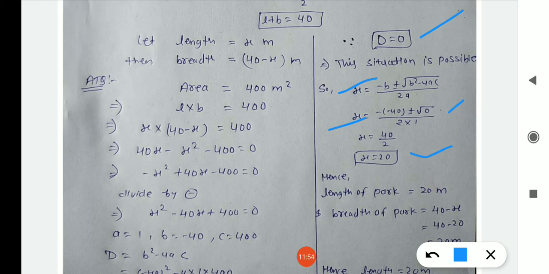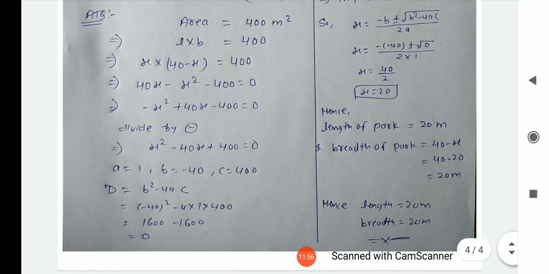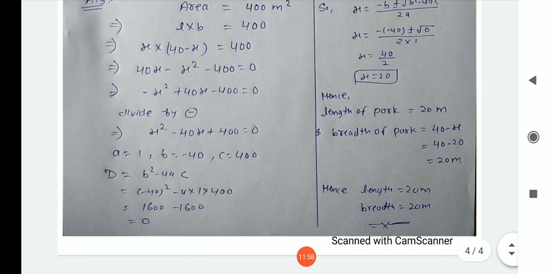So length of the park is what? 20 meter. Okay, so breadth of the park is what? 40 minus x. So it becomes 40 minus 20 equal 20 meter. So length equal 20 and breadth equal 20 meter.